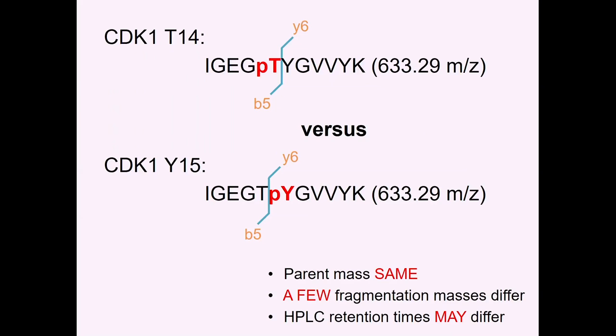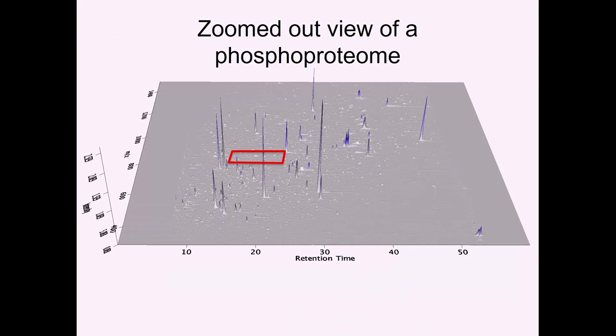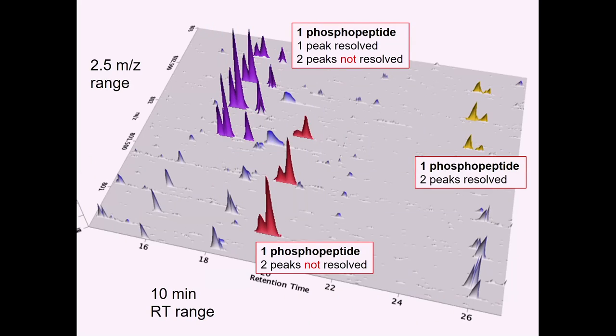And just to show you how prolific this is, this is a blow up of an enriched phosphoproteome sample. If you blow into this area that looks like there's basically nothing there, there are lots of peaks. In this case, there's one phosphopeptide: one peak is resolved, two peaks are not resolved, so it's basically three positional isomers. In this case, it looks like there's two positional isomers, not entirely resolved. This one is one phosphopeptide with two peaks resolved. So we definitely feel like the positional isomer problem is a major problem.